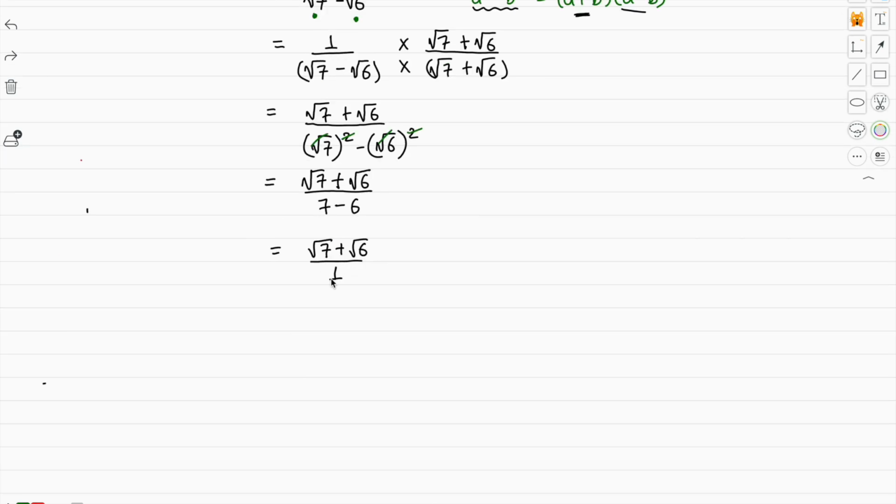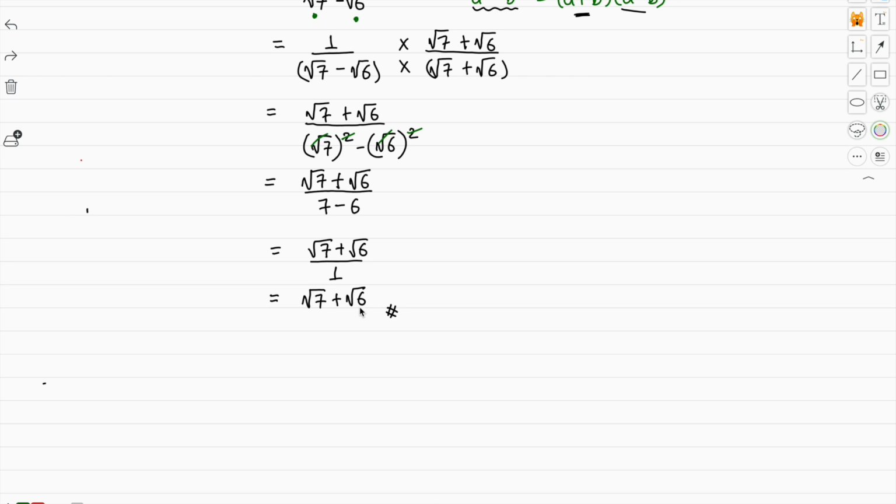We don't have a square root symbol in our denominator. We can just write this as root 7 plus root 6. We don't need to write that 1 in the denominator, right? Because it is there. And so we have rationalized our denominator in this question as well. And that's our answer. Our denominator here is 1, which is a rational number.